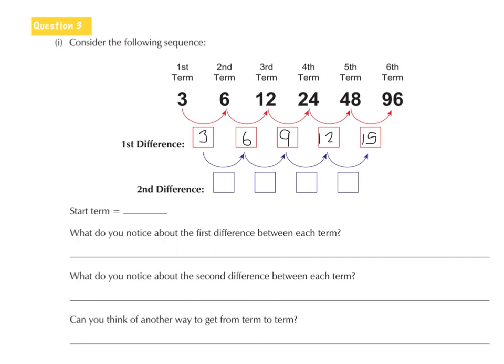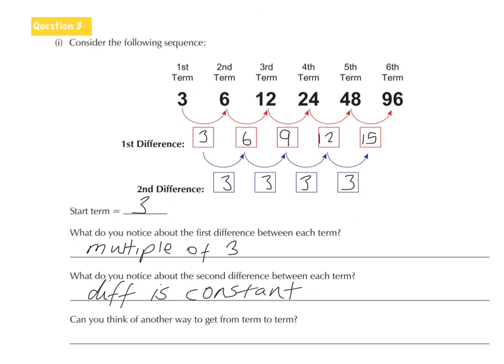But the difference in the second difference is 3. We're going up in 3s each time. So my start term is 3. What did you notice in the first difference? It is multiple of 3s maybe. Multiple of 3. 3, 6, 9, 12, 15. And then what you notice about the second term? Well, the difference is constant. And by constant, we mean it's the same.